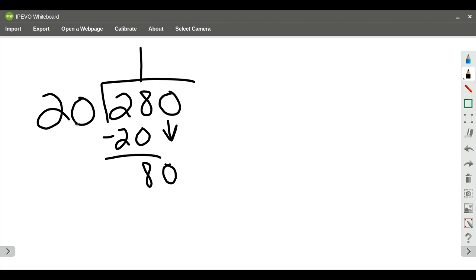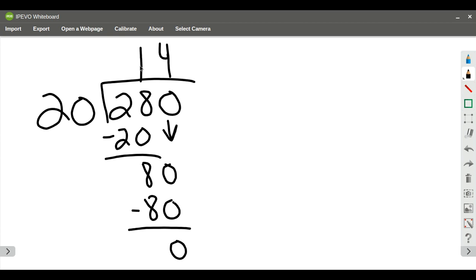Then I'm going to multiply. So I have to look at how many times 20 goes into 80. 20 goes into 80 4 times. So now I'm going to multiply. 20 times 4 equals 80. So I'm going to write the 80 underneath the other 80 and subtract. And then I have 0 left over. So my answer, my quotient for 280 divided by 20, is going to be 14.